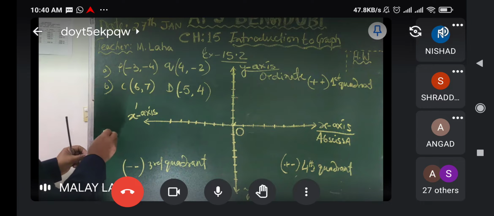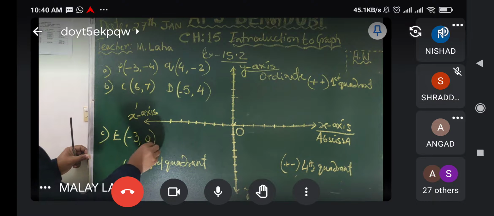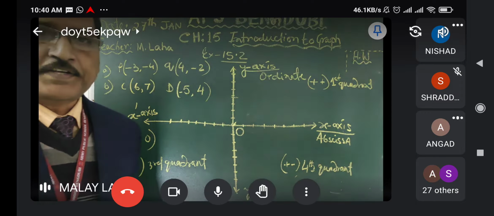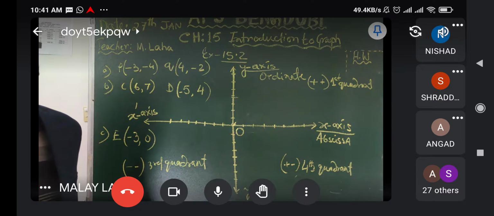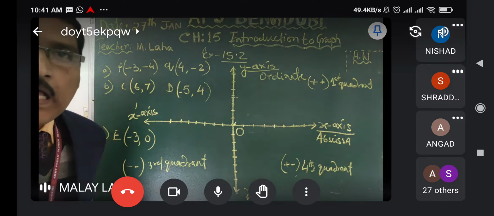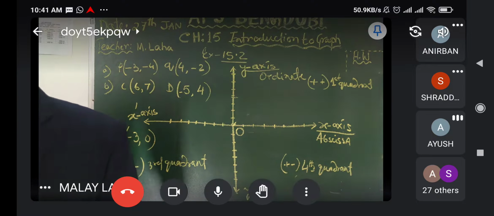Now I am giving you a question. Suppose A, B, C, D, E. E is a point. Its value, suppose, is -3, 0. Tell me where it will be located. -3, 0. Sir, in which quadrant will it be located? Second quadrant. Huh? Second quadrant. Tell me again. Sir, second quadrant. How? How will it be the second quadrant? Explain.